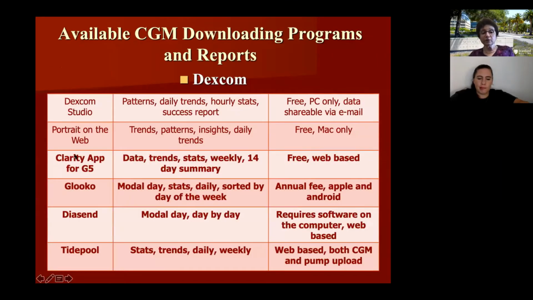The different ways that you can use different applications for downloading the data. Those are some old ones that we don't use anymore, but Clarity, the Dexcom Clarity app, you use for G5 and G6. Gluco is a great source now. It's mygluco.com. It's usually an annual fee. It could be for Apple and Android.